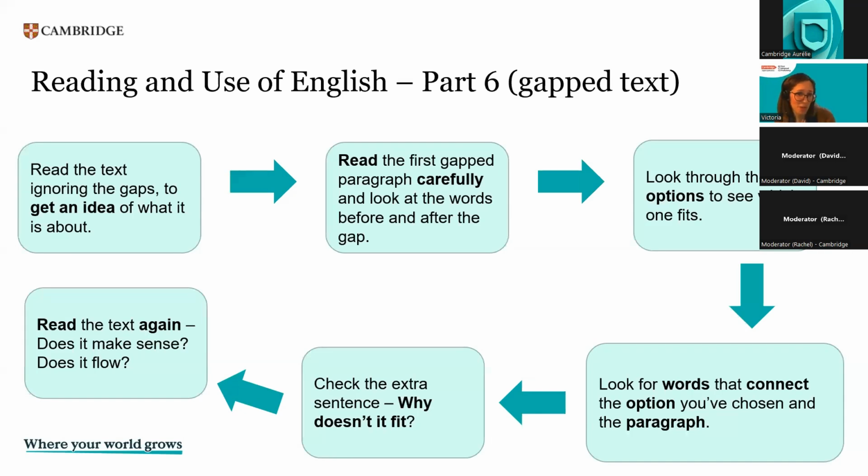We start in the same way as in the previous part 3, I think it was. Read the text, ignore the gaps to get a general idea of what it is about. Then focus on the first gapped paragraph. Read it carefully. Look at the words before and after the gap. Go through the different options to see which one fits. You have to do this quickly. And then try to identify words that connect the option, that's the sentence, and the paragraph.